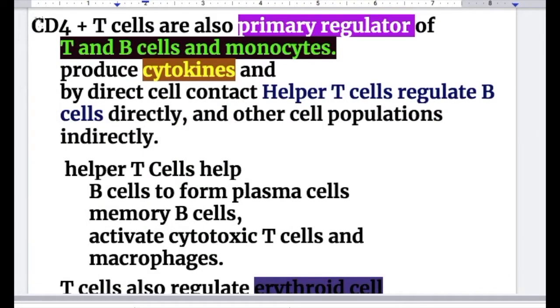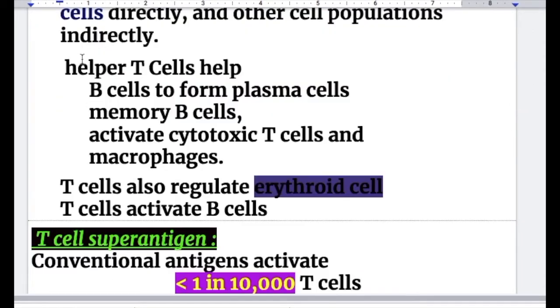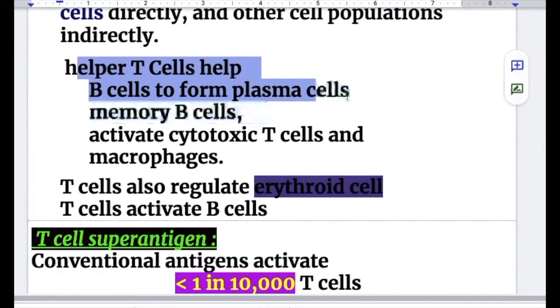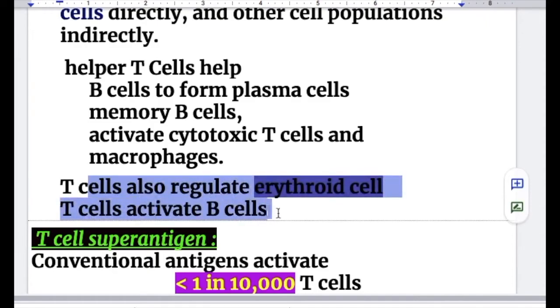Now CD4 cells. CD4 type of T cells are also the primary regulators of T and B cells and monocytes. They produce cytokines, and by direct cell contact, these helper T cells regulate B cells directly and other cell populations indirectly. So they help B cells. These helper T cells help B cells to form plasma cells and memory cells, and activate cytotoxic T cells and macrophages. Other than these, T cells also regulate erythroid cells.